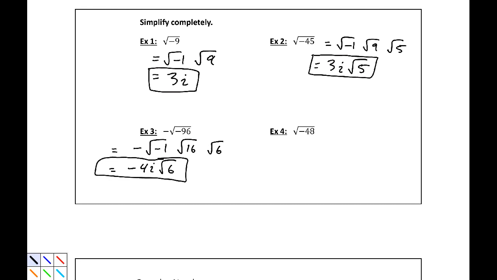All right, number 4, we have negative 48, and 16 also goes into that, so this would be root negative 1, 16 times 3. So this would be 4i root 3.